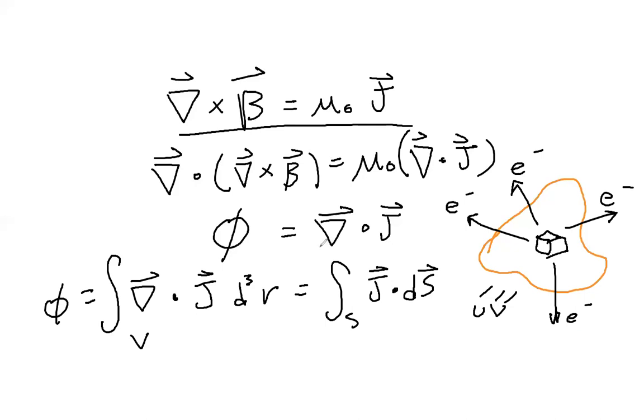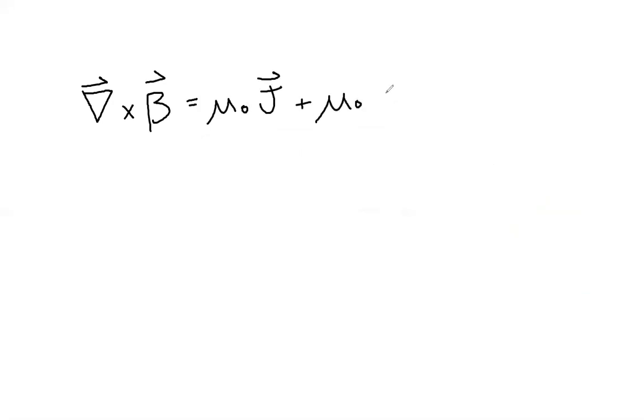This is what Maxwell realized. He realized that there needed to be something else here. And he proposed to add one specific term. And at first, it doesn't look obvious why it should work. But what he said is the real expression is del cross B equals mu naught J plus mu naught epsilon naught dE dt. Why does this work?